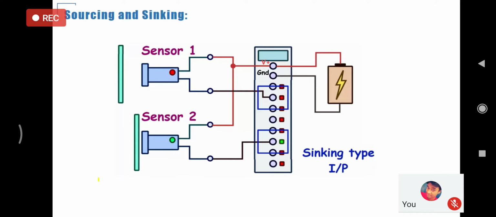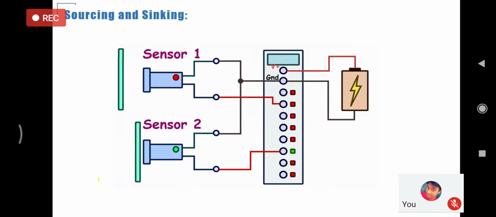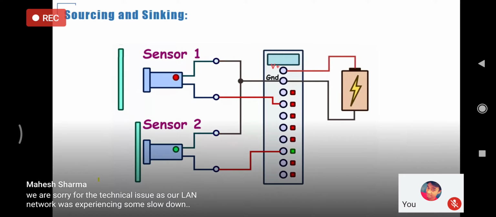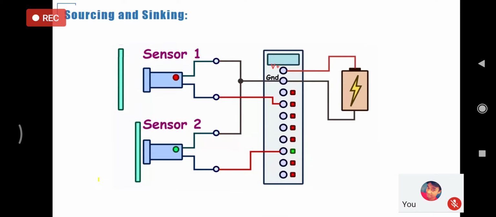When the sensor is triggered, current first flows through the sensor and then to the input module. Hence, the input module acts as a sinking type. The same analogy can be used for the output module as well. When using a sourcing type input module, care should be taken that the common of all sensors is connected to the ground of this module.